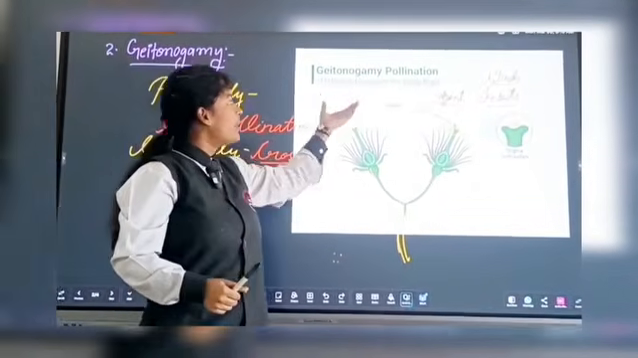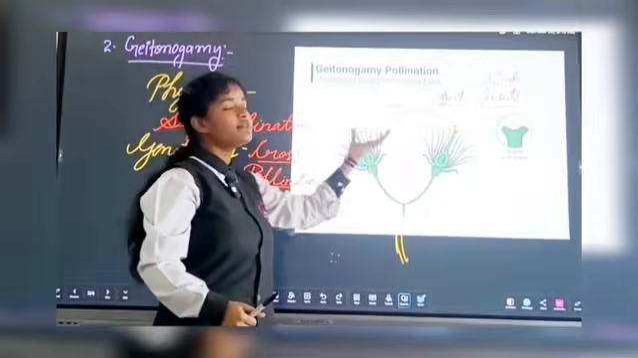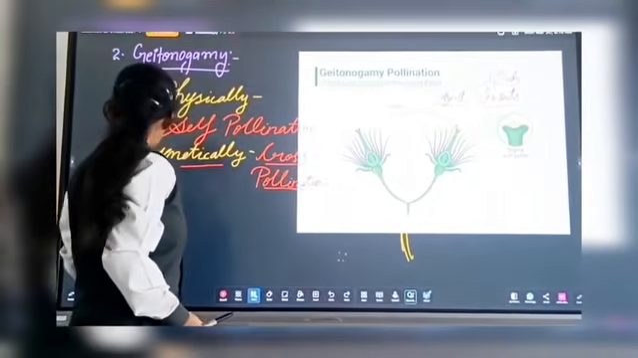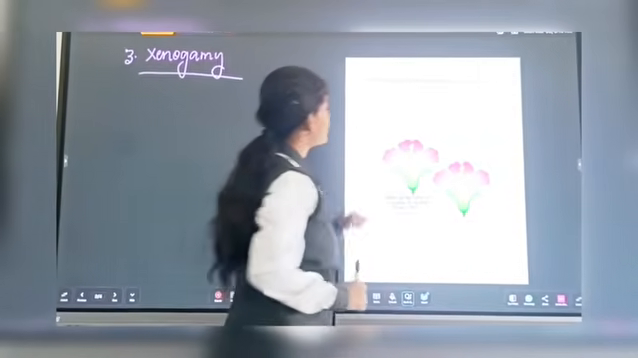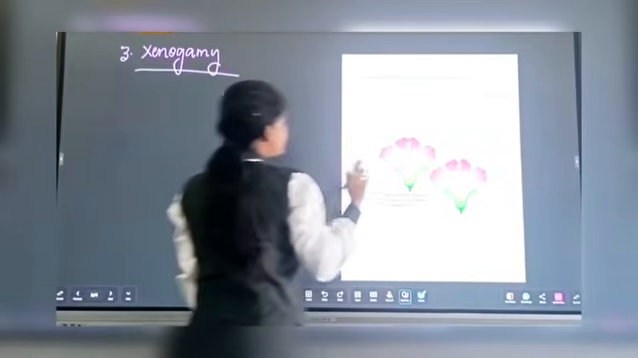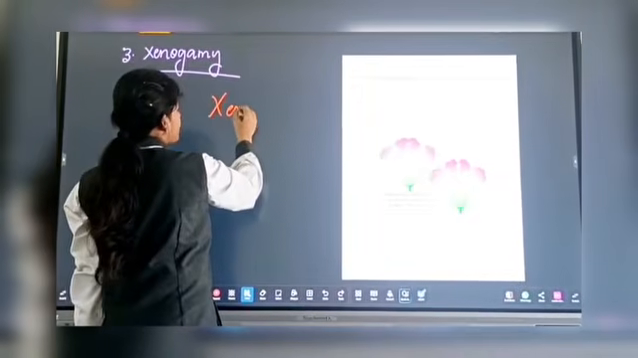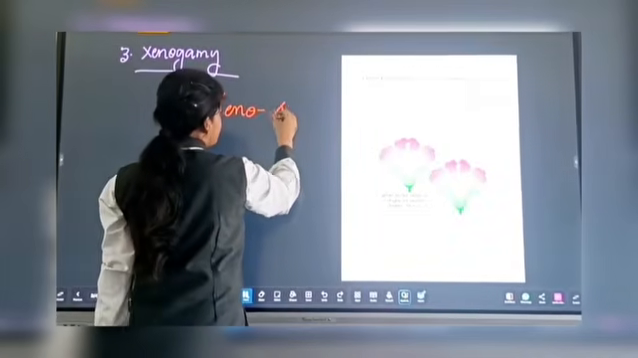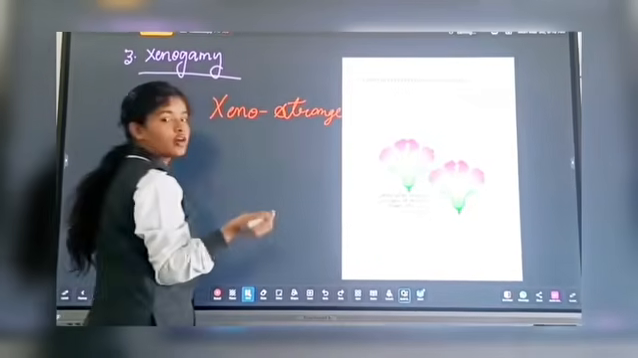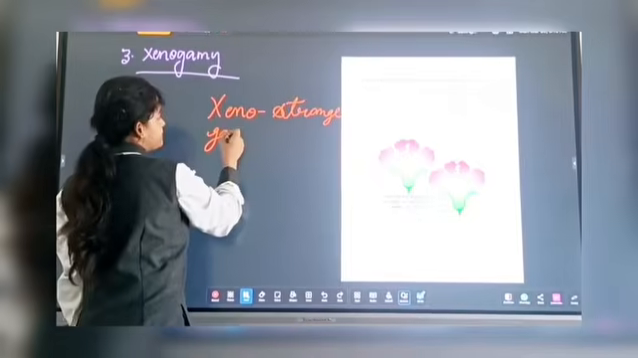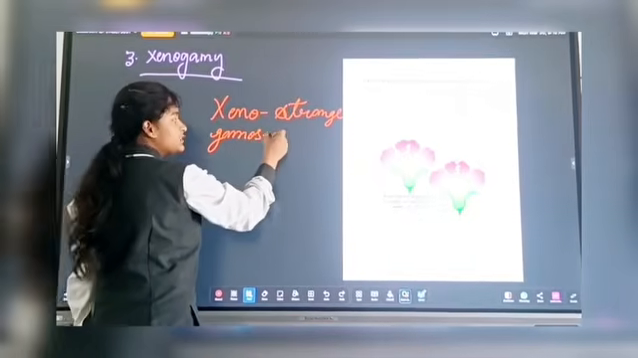Is it clear? This is when pollination occurs between different flowers on the same plant. Now let's come to the third, that is xenogamy. The definition is given here. Xenogamy: first let's understand the term. Xeno here means strange, and gamous, we have talked about it, that is marriage.